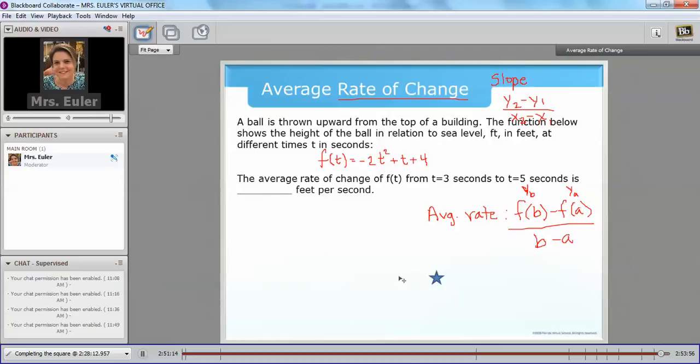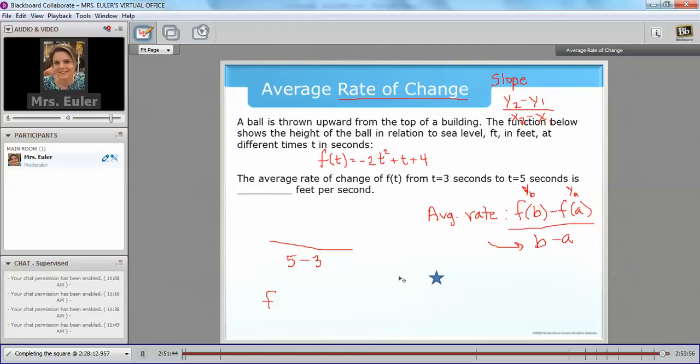Now, this is not a multiple choice question. When they have a blank written here, this means you actually need to fill in the blank. So, f of t from t equals 3 seconds to 5 seconds. Those are the numbers that are going to go down here. So I'm going to do 5 seconds minus 3 seconds, because I always want to take the later one minus the beginning one. And I'm going to plug them into the function.